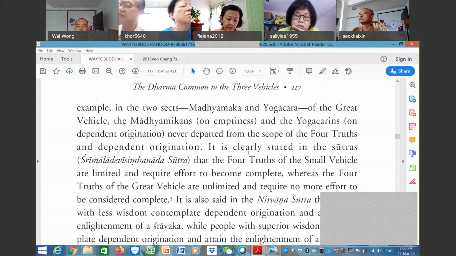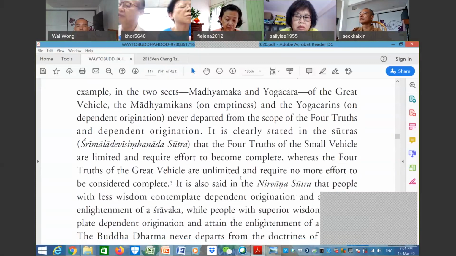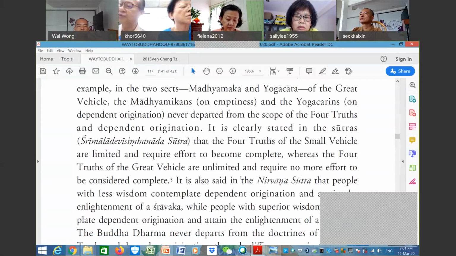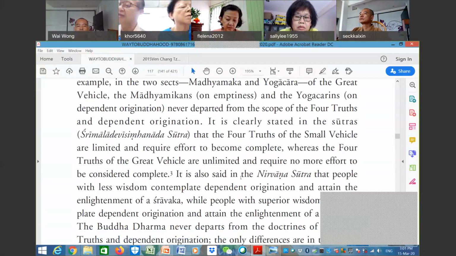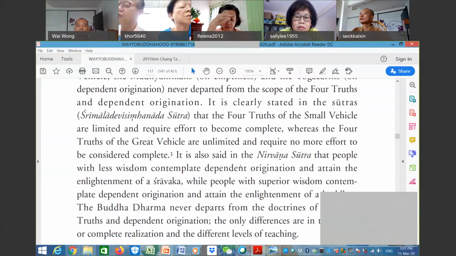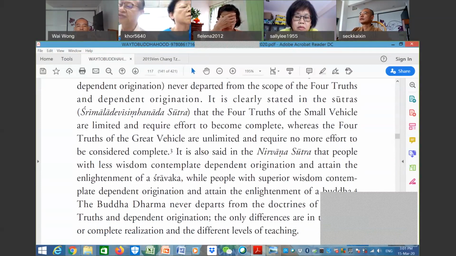It is clearly stated in the suttas, the Srimala Devi Simhanada Sutra, that the four truths of the small vehicle are limited and require effort to become complete, whereas the four truths of the great vehicle are unlimited and require no more to be considered complete.